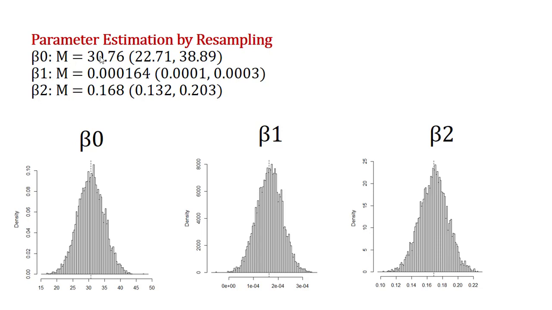And these are the histograms, and these are the summaries of the histograms. For beta 0, the point estimate is 3.76, and the interval estimate is from 22.7 to 38.9, and for beta 1 the point estimate is 0.000164, and this is the interval estimate, and for beta 2 0.168, with this being the interval estimate.